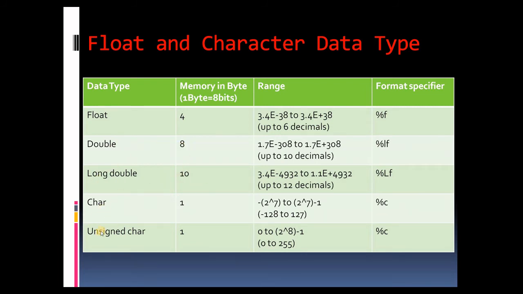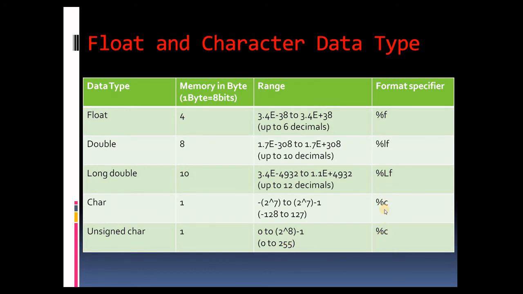So char represents the character data type, and it accepts only 1 byte. 1 byte is equal to 8 bits. So that is where we got 2 to the power of n with n as 8 bits. 8 minus 1 is 7. So that's where we got minus 2 to the power of 7 to 2 to the power of 7 minus 1, which is minus 128 to 127. Unsigned character again accepts only 1 byte, and that is 0 to 2 to the power of 8 minus 1, that is 0 to 255.